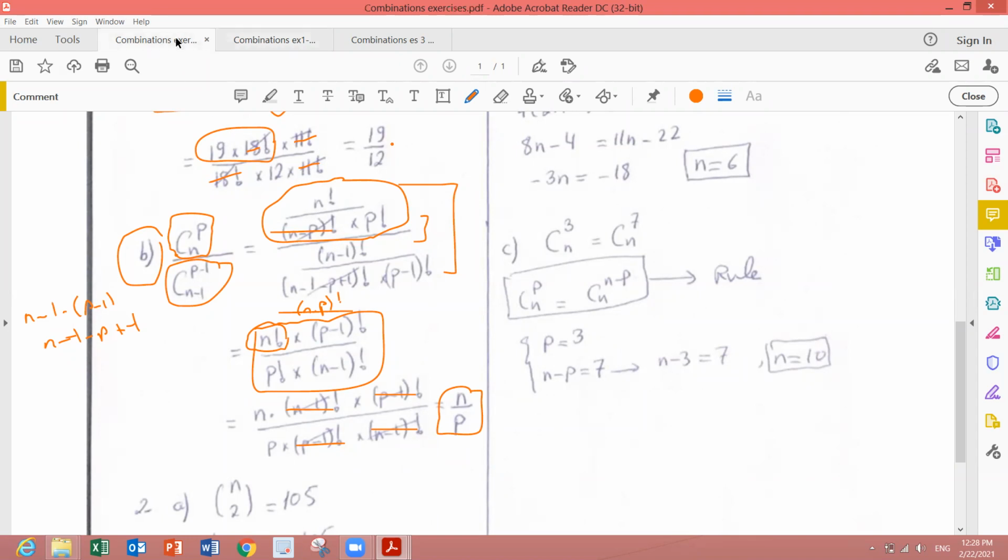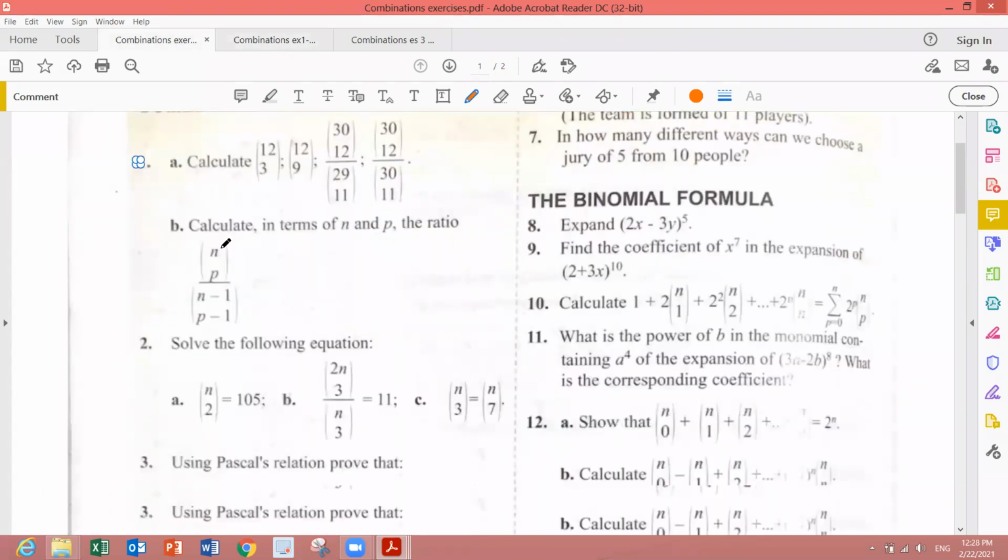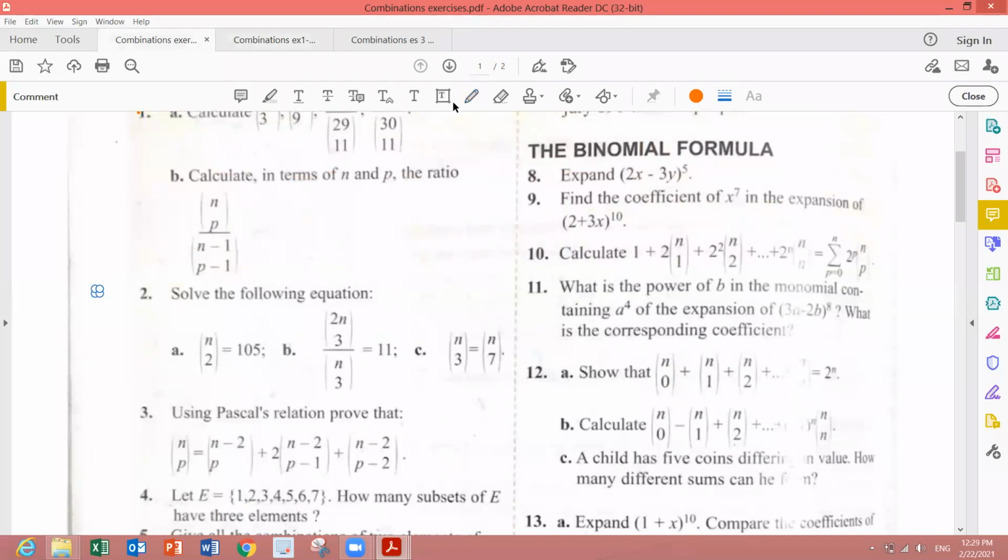Exercise 2. Solve the following equations. What's meant by solve? Part A, solve the following equation. It means that we need to find the value of the unknown n. Solve means find the value of n.